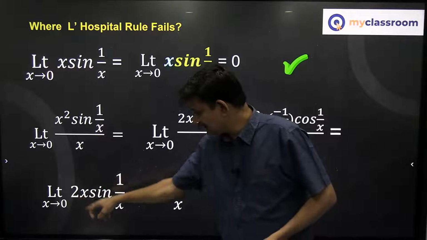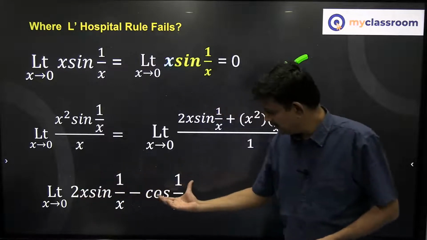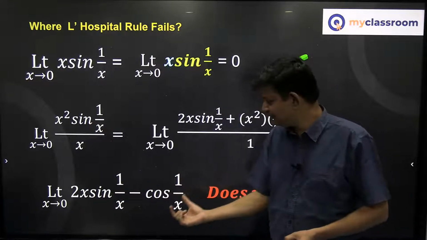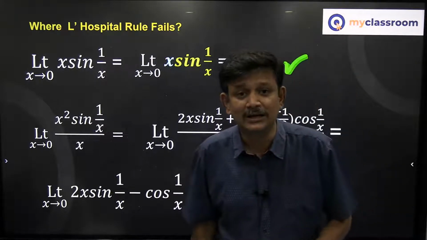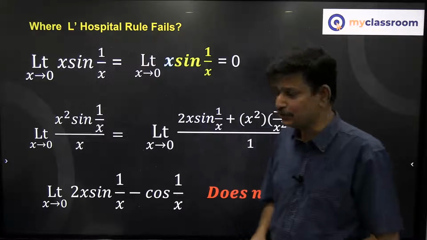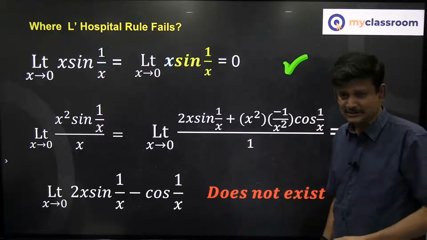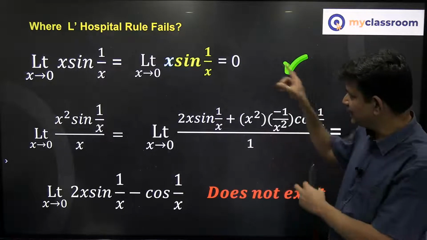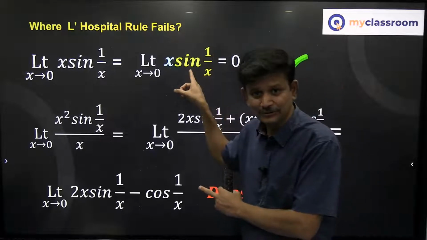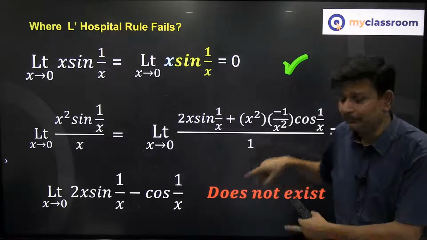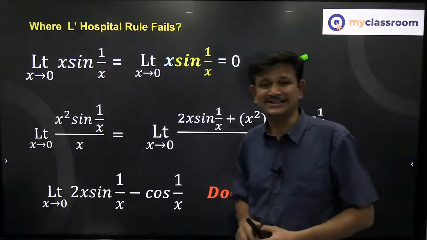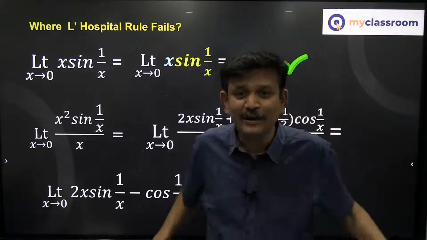So here we are clear that this is tending to 0, but here we can only say it lies between minus 1 and 1. And whenever you are not very clear as to which number it is approaching, we say the limit does not exist. So this limit does not exist, whereas the answer for this limit was 0. But after applying L'Hospital rule, you came to a conclusion that it does not exist. So L'Hospital rule failed here.